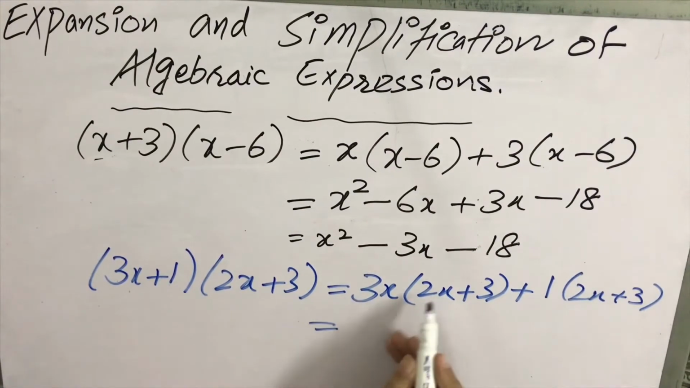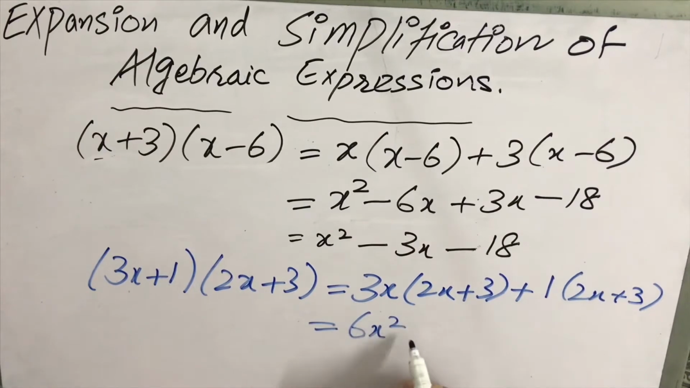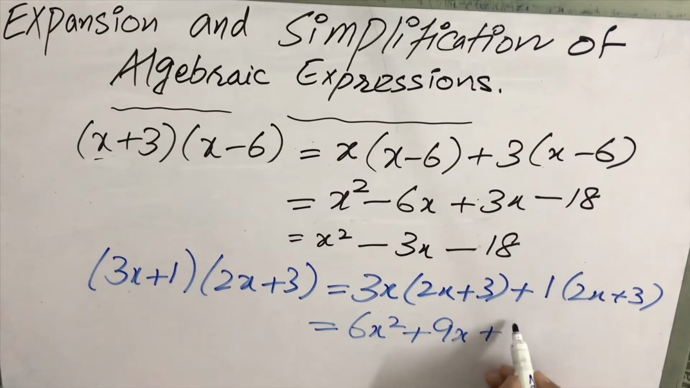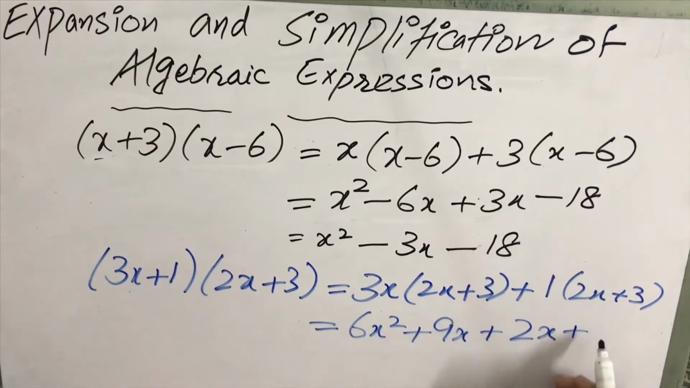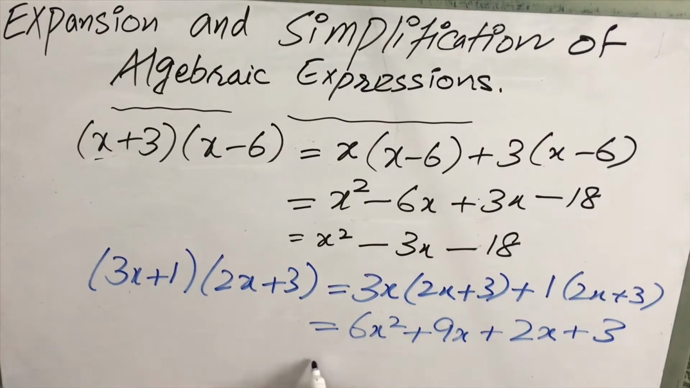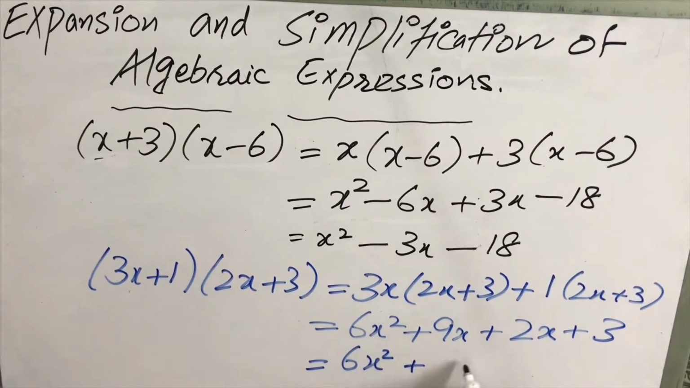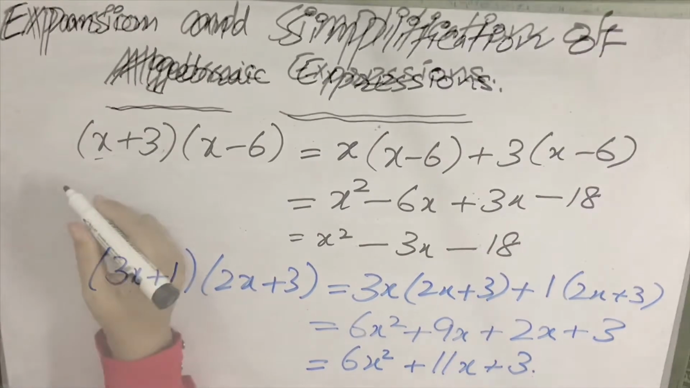Expanding, 3 2s are 6x square, 3 3s are 9x, 1 into 2x remains 2x, and 1 3s are 3. Expanded. Now we are going to simplify. 6x square will remain as 6x square, 9 and 2 is 11x plus 3, and this is the answer.